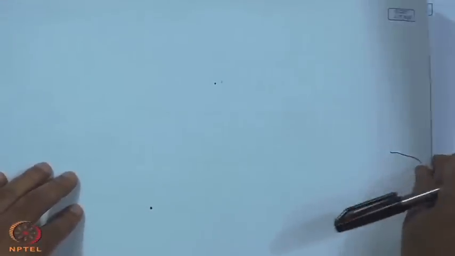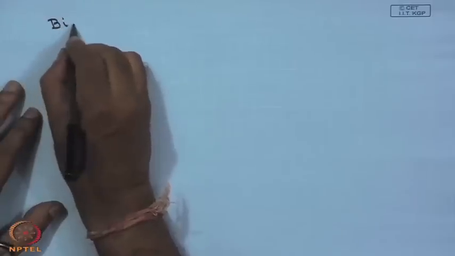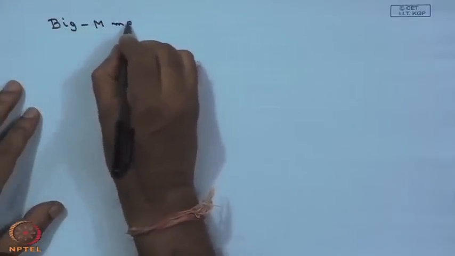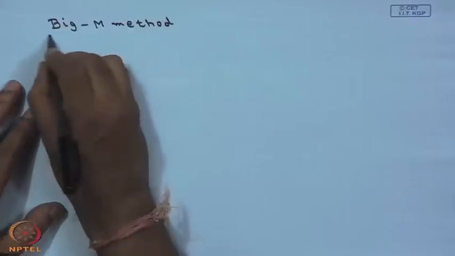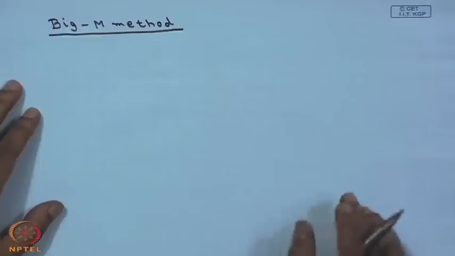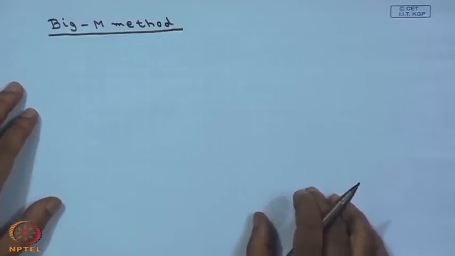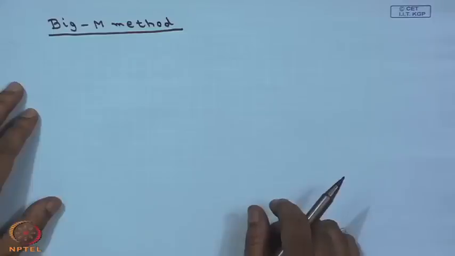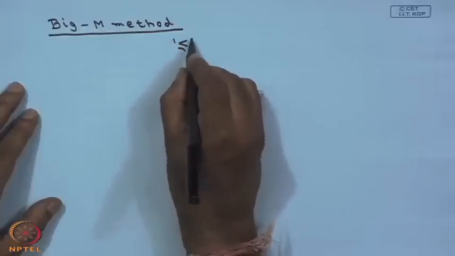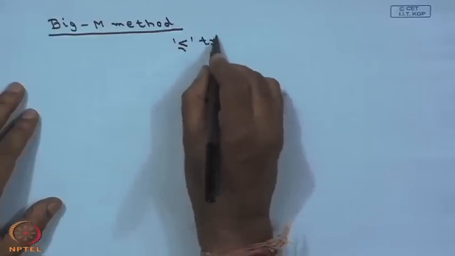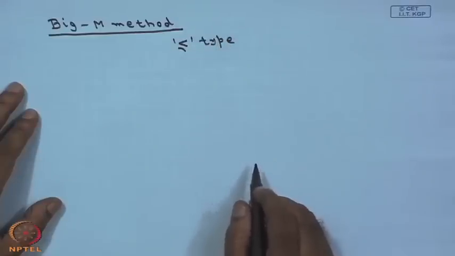Now, let us come to the next one, that is the big M approach. I am first writing the big M method. In this big M method, what do we do? In the earlier simplex problems we have solved, the constraints are always of less than or equal to type, and there you added a slack variable to make it an equality.